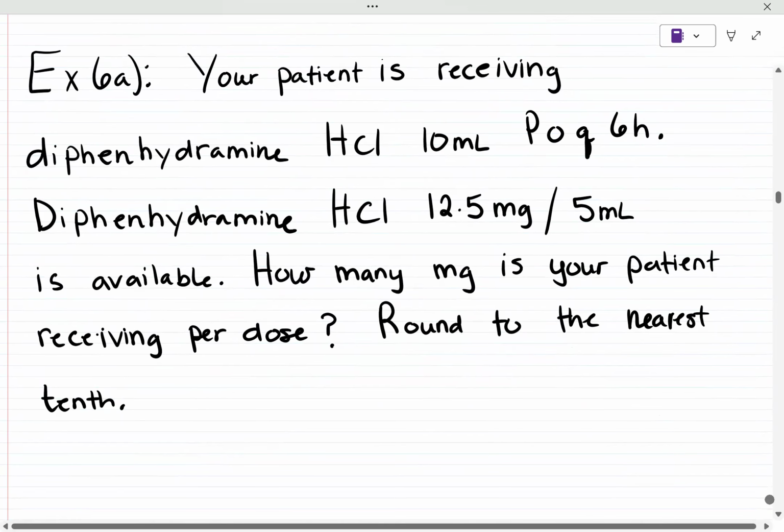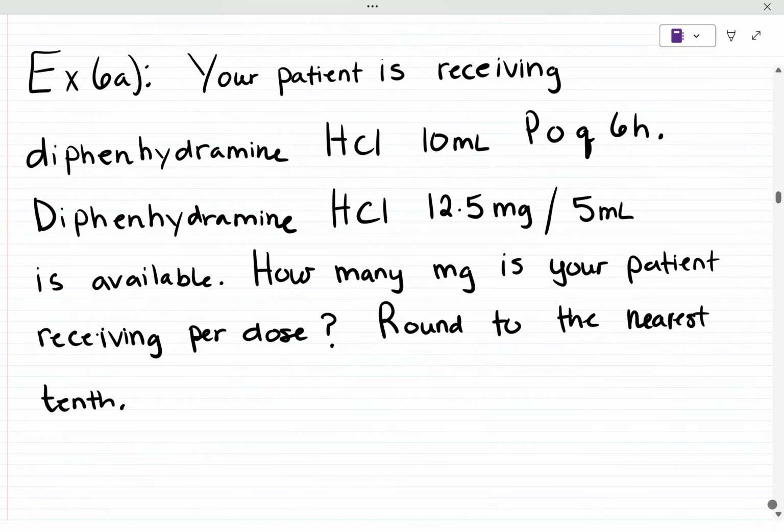Okay, example 6A says your patient is receiving diphenhydramine HCl 10 milliliters PO Q6H. Availability is 12.5 milligrams per 5 milliliters. How many milligrams is your patient receiving per dose? Round to the nearest tenth.